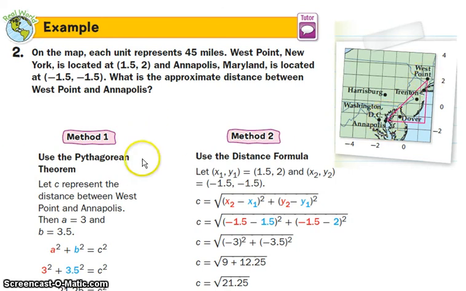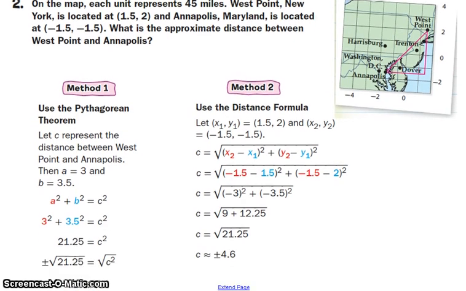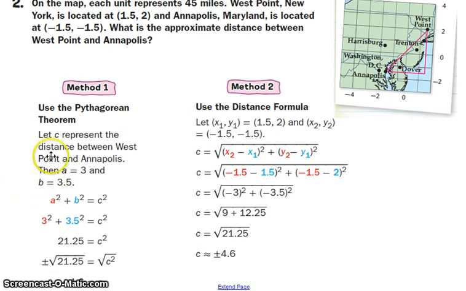There are two methods. The first method we talked about uses the Pythagorean theorem. It says a is 3 and b is 3.5. Again, we did our triangle here. That's how they got these distances. One was 3 and one was 3.5. Those were the legs of our triangle. They worked out the Pythagorean theorem and they got that the distance was about 4.6. So c was 4.6.